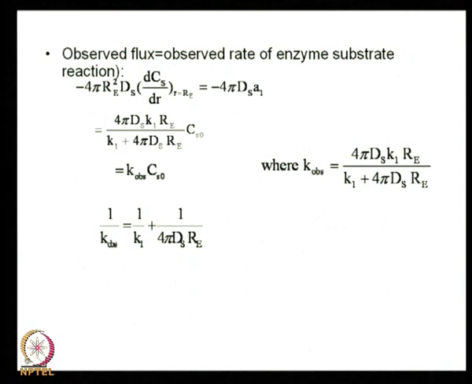Otherwise, this is one of the examples called reaction in series, but the only difference is that the 2 or 3 resistances we are considering are not necessarily of the same type. So, you have a reactive resistance and a mass transfer resistance, and you are adding them up to get your total resistance. Okay.